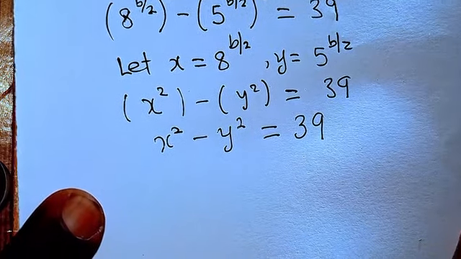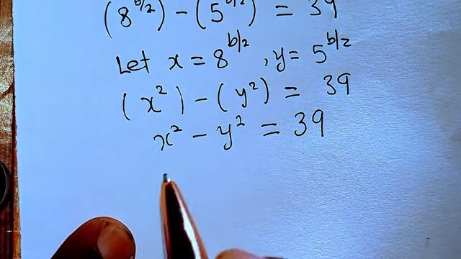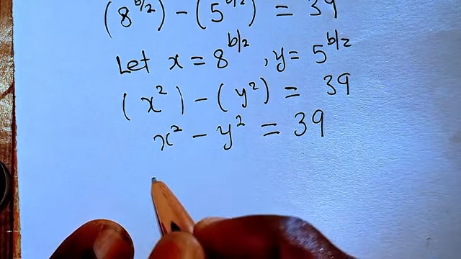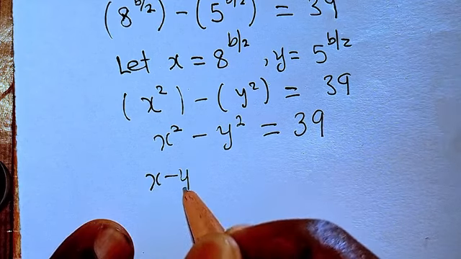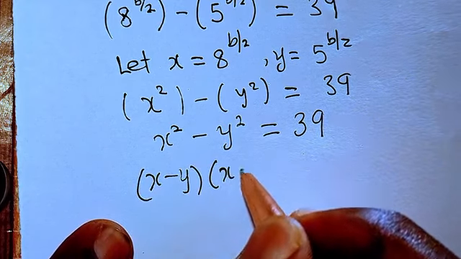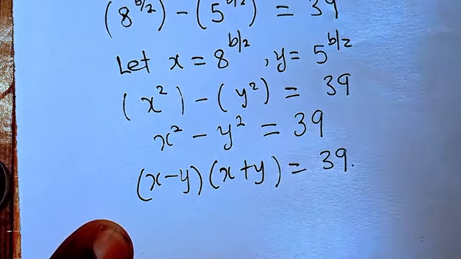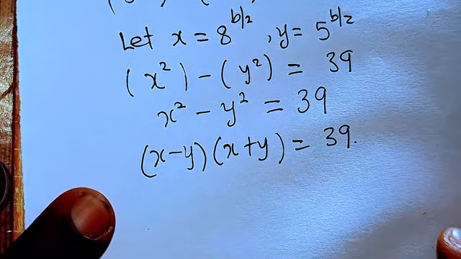So now when you have x squared minus y squared equals 39, you can see the left-hand side there is the difference of two squares. So we can write it as x minus y, x plus y, then equals 39. So now we move further.